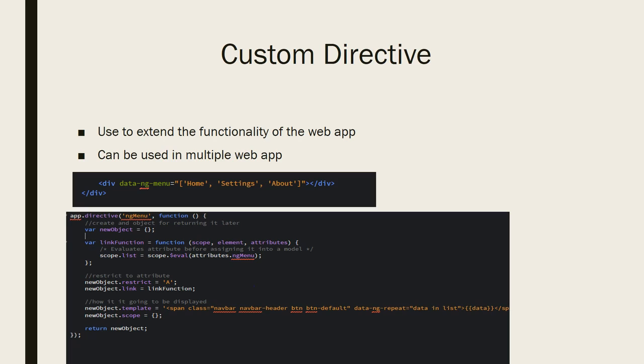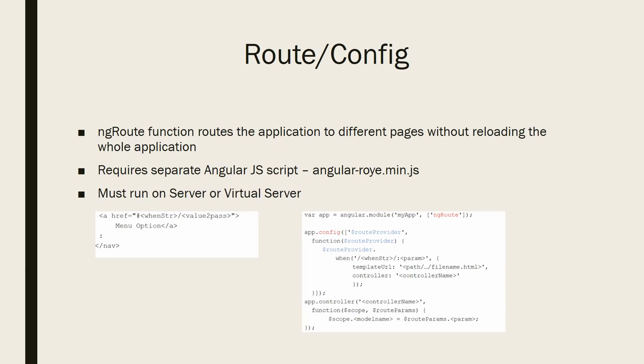As you can see here, I created this data-ng-menu, and then I put array variables inside it. When you create it in the JS file, it's app.directive, and you don't have the dash like other things. It's just ng, then a capital M Menu, then you create a function, and then you can decide what the directive is going to do, like in this case how to display it and so on.